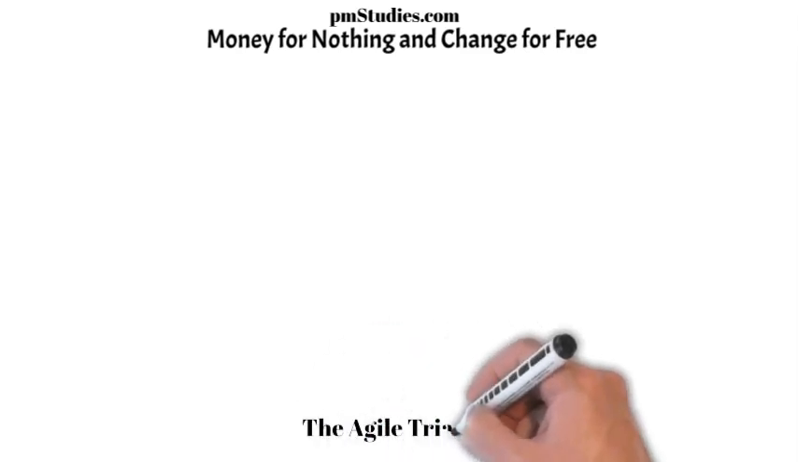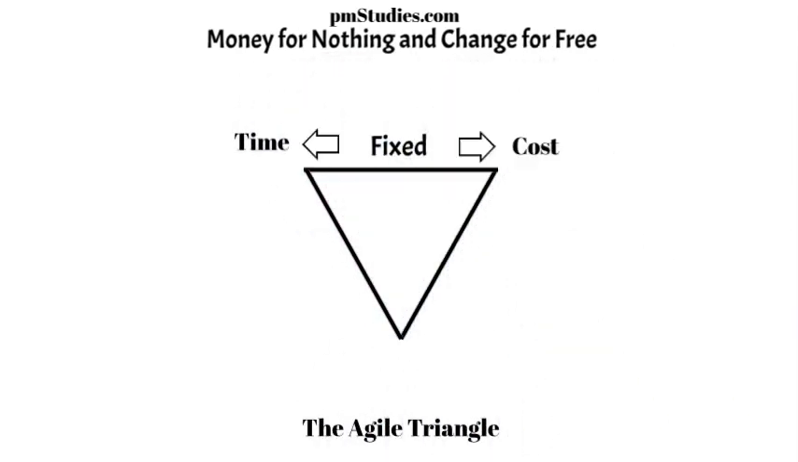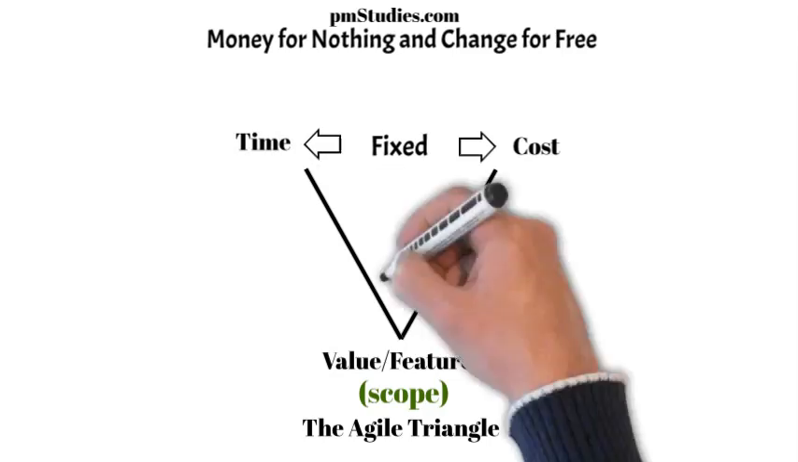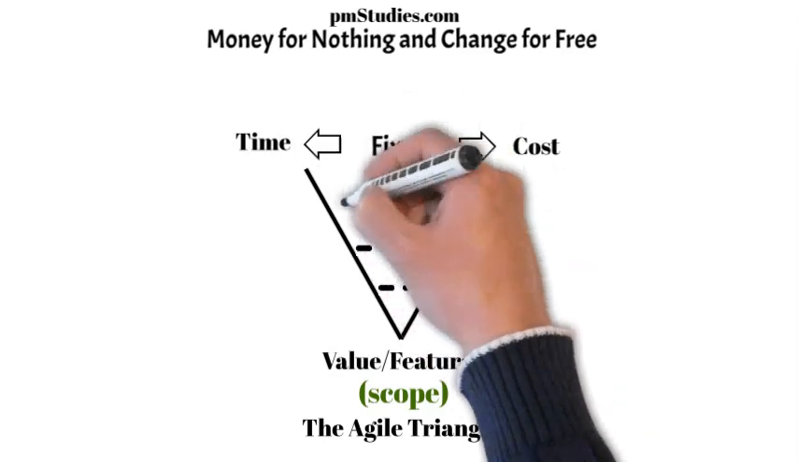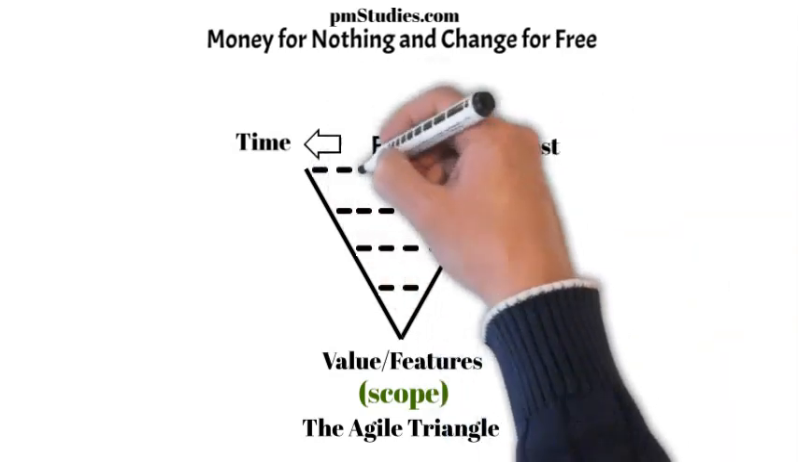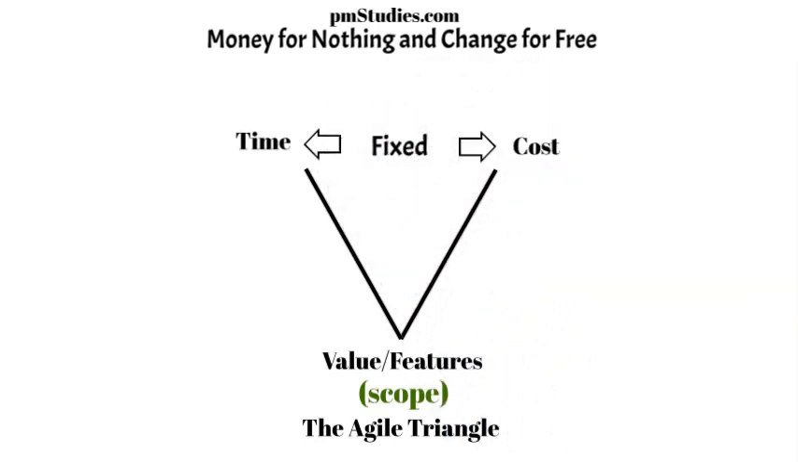This contract concept can be understood through the Agile triangle, where time and cost are fixed and the scope is represented by the value, features that are flexible and continuously prioritized based on the value they bring to a project. The Agile triangle can be envisioned as a container, progressively filled with prioritized, valuable features. We will now demonstrate the functionality of the money for nothing and change for free contract using a practical example.